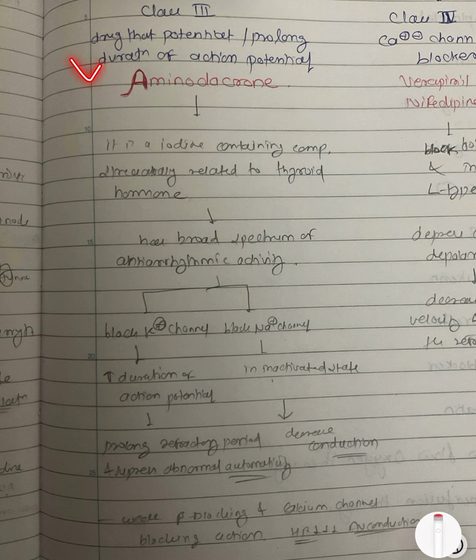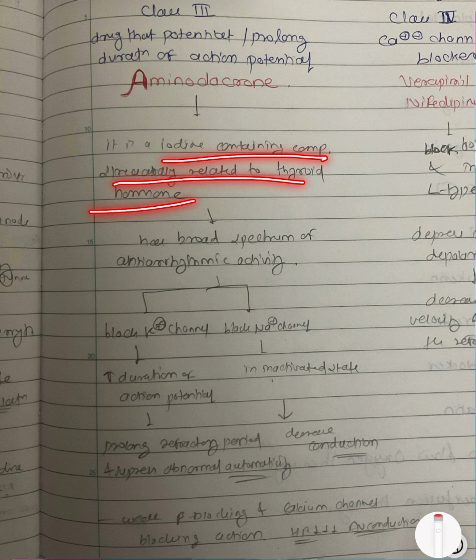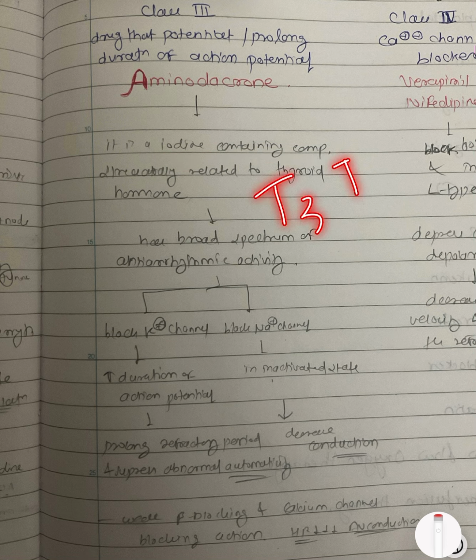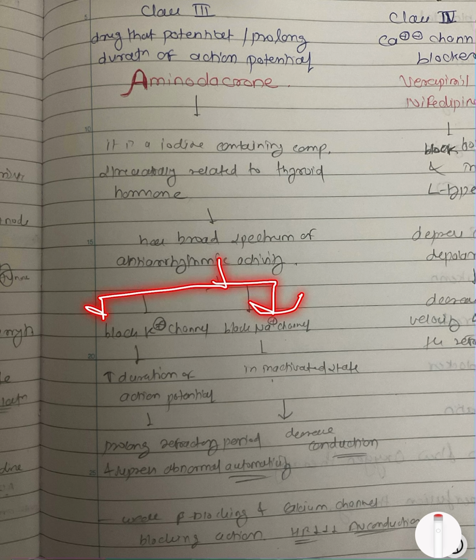Then class 3, that is the drug that potentiates or prolongs the duration of action potential. The example is amiodarone. Its mechanism of action is that it is an iodine containing compound and structurally related to the thyroid hormones, meaning it has iodine in its structure, like thyroid hormones T3, T4. So it has a broad spectrum antiarrhythmic activity. Broad spectrum means it has multiple kinds of mechanism of action. It will act in two ways. First of all, it will block the potassium channel, and second, it will block the sodium channel.